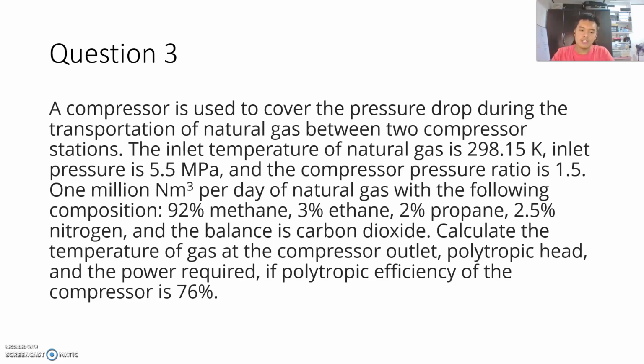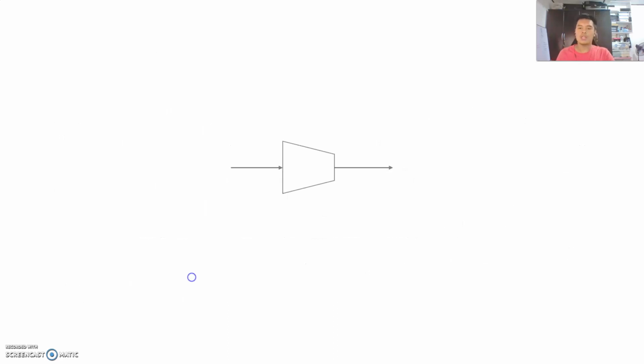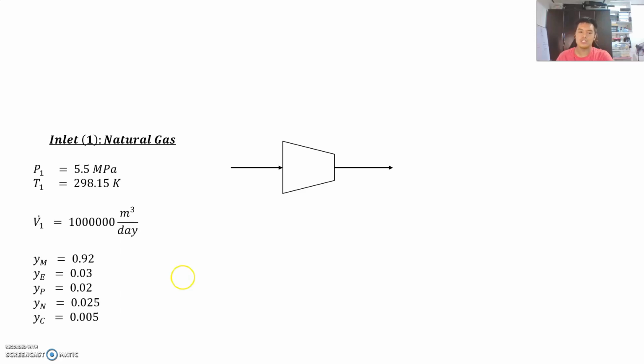Calculate the outlet temperature, or the temperature of the gas at the compressor outlet, the polytropic head, and the power required if the polytropic efficiency of the compressor is 76%. So, going to a diagram of the representation of the problem, the inlet feed is a natural gas with inlet pressure of 5.5 megapascal, 298.15 Kelvin, volumetric flow rate of 1 million cubic meters per day, and respective molar fractions.